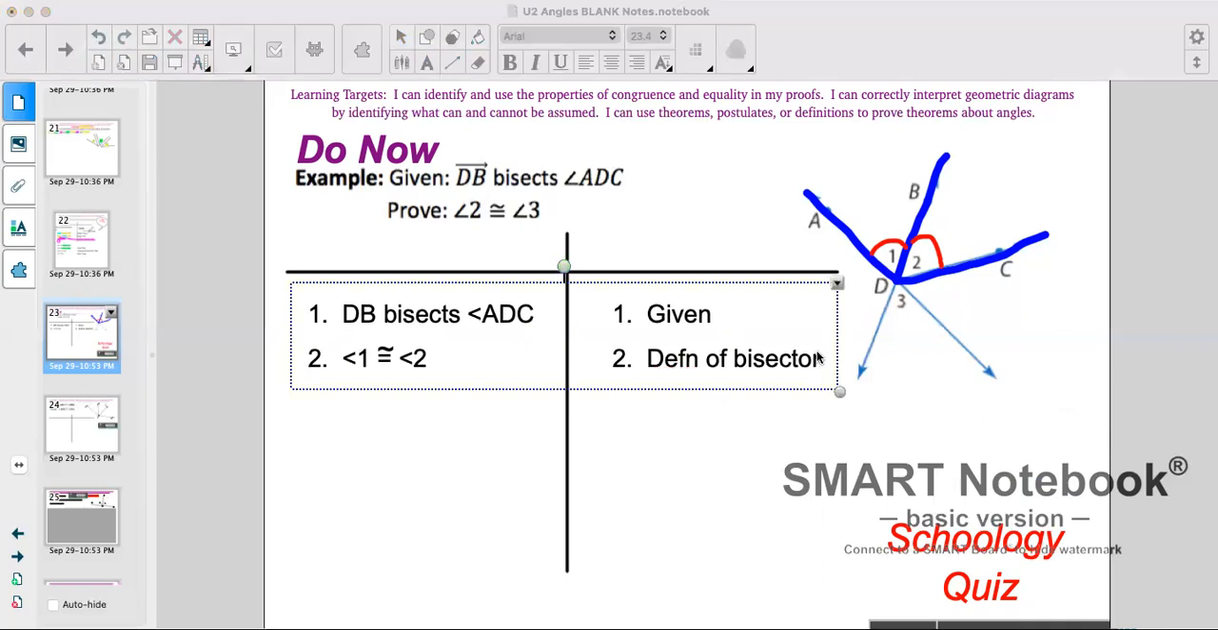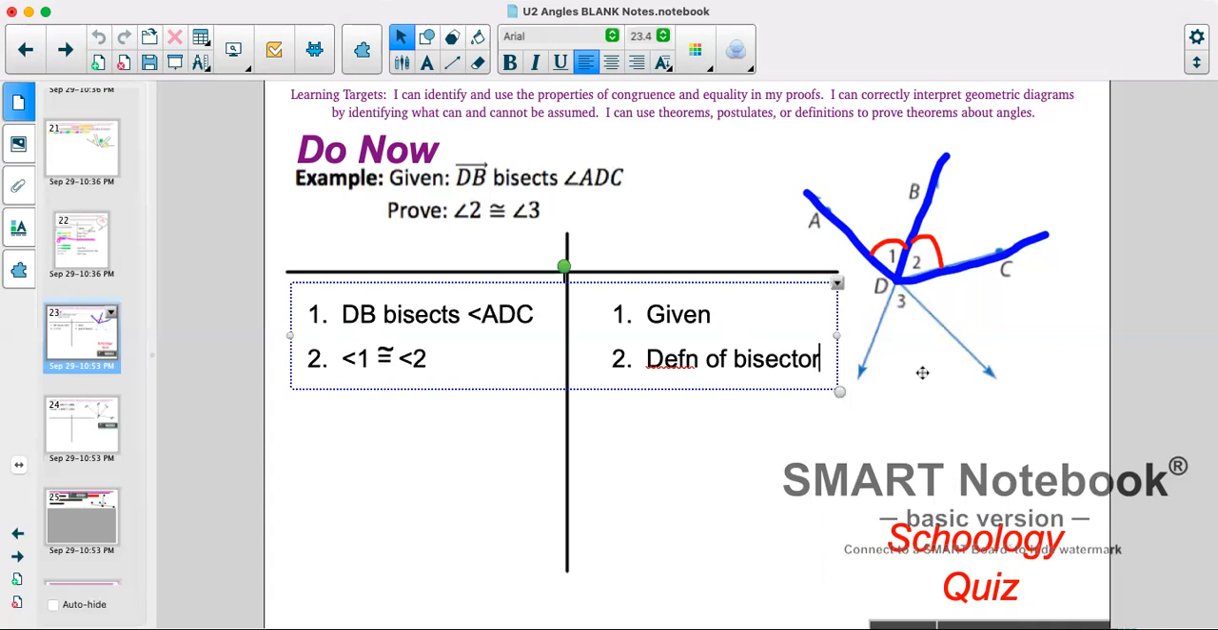The definition of a bisector, regardless, cuts whatever it's bisecting into two congruent pieces or two equal measures. Okay? So the definition of a bisector will work just fine for my classes, but if you need something specific, you'll need to put definition of angle bisector there.